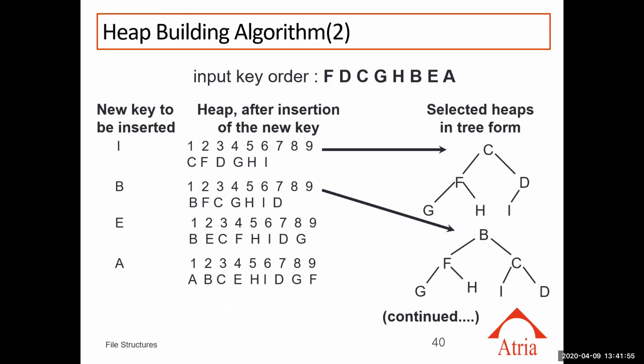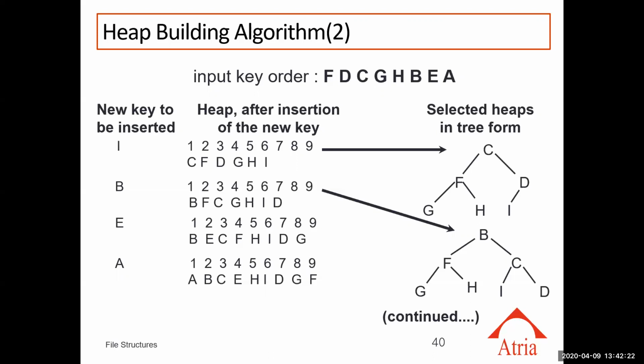See how the tree will be constructed now. Now next element is i. In the input key order, i is there. i is larger than c f d g h, so it will be placed in the next consecutive memory location. Next is b, which is smaller than all the elements we have entered. So b should be the root element.